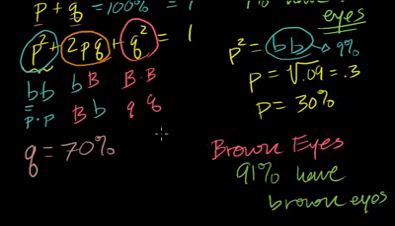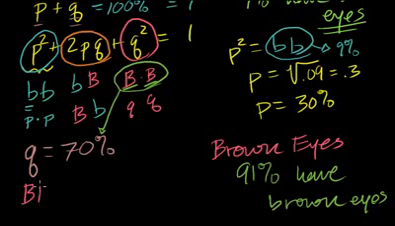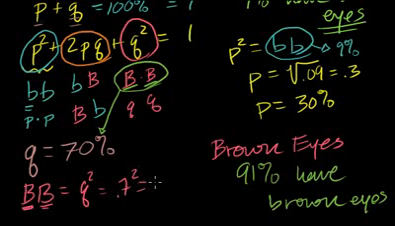Now, we just said 9% have blue eyes and 91% have brown eyes. What percentage of the population are going to be homozygous for brown eyes? So they need to have the capital B from both parents. Well, we know that the frequency of the capital B allele is 70%. So what percent are going to be homozygous dominant? The frequency is going to be Q squared. They're going to have to get an uppercase B from each parent. So that's 0.7 squared, which is equal to 0.49 or 49%.